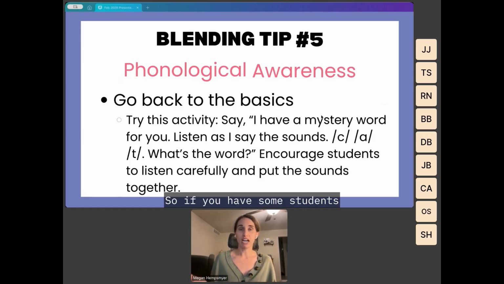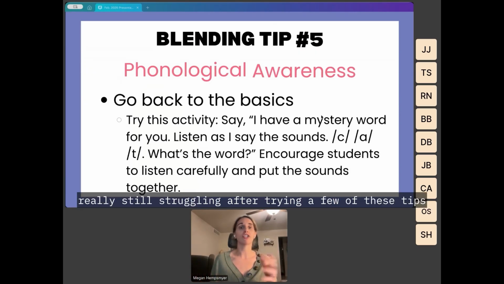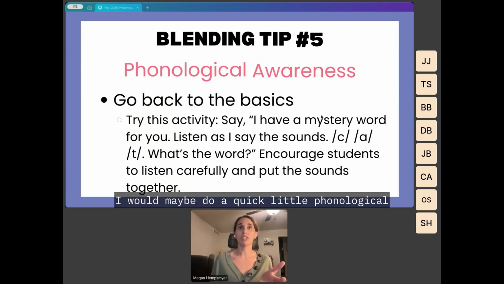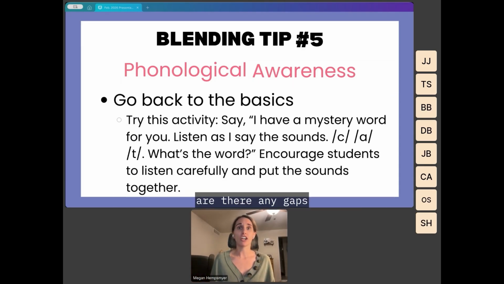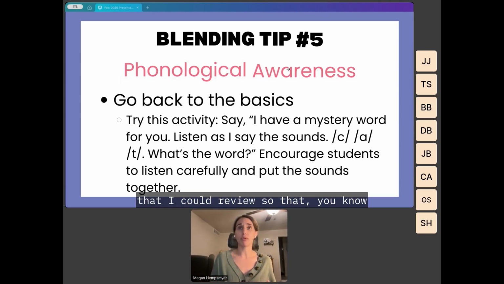So if you have some students that are still struggling after trying a few of these tips, I would maybe do a quick little phonological assessment just to see, okay, are there any gaps? Is there anything that I could review so that they can be a little bit more successful with this blending piece as we move forward?